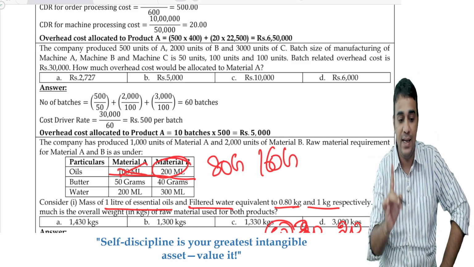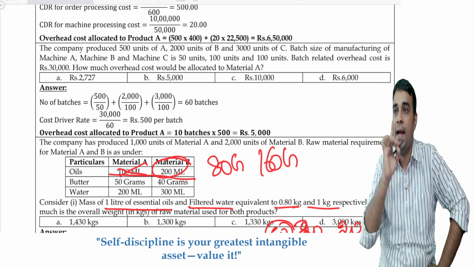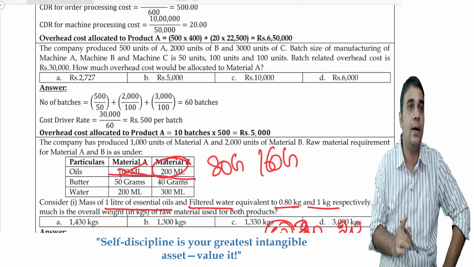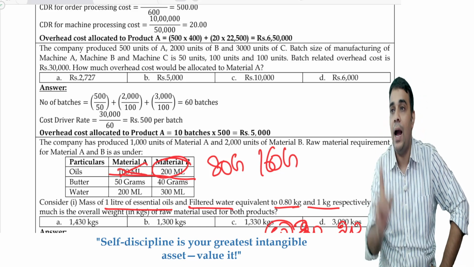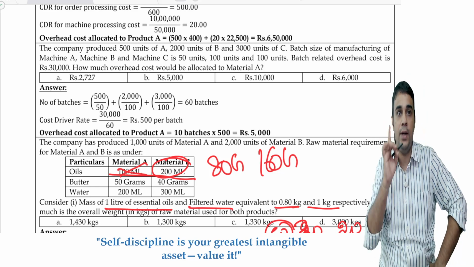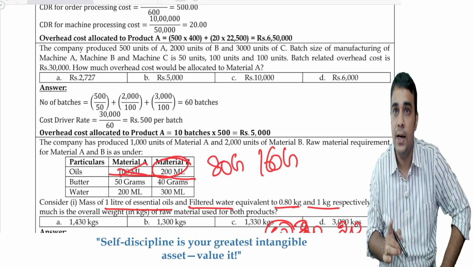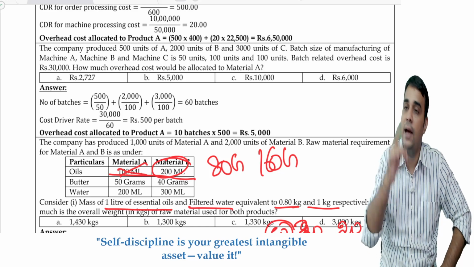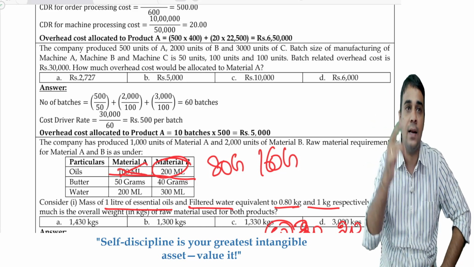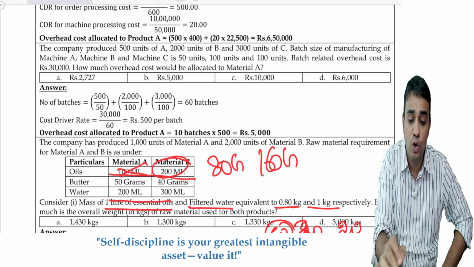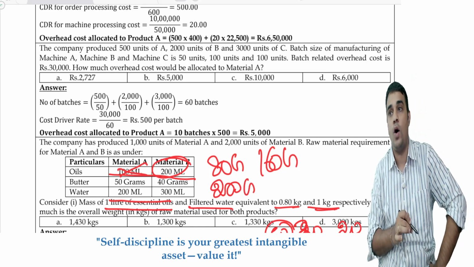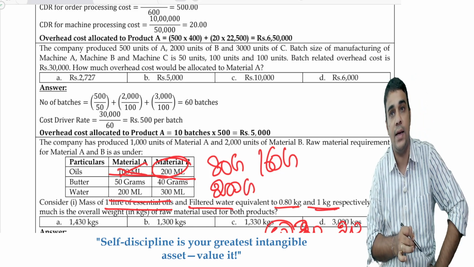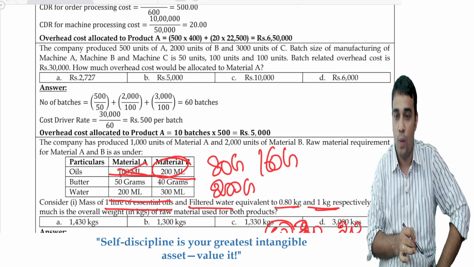I'll repeat again. It says the mass of 1 liter of essential oil and filtered water is equivalent to 0.80 kg and 1 kg respectively. So oil I have converted, butter is already in grams, and water 200 ml is 200 gram itself, because for water 1 liter is equal to 1 kg.